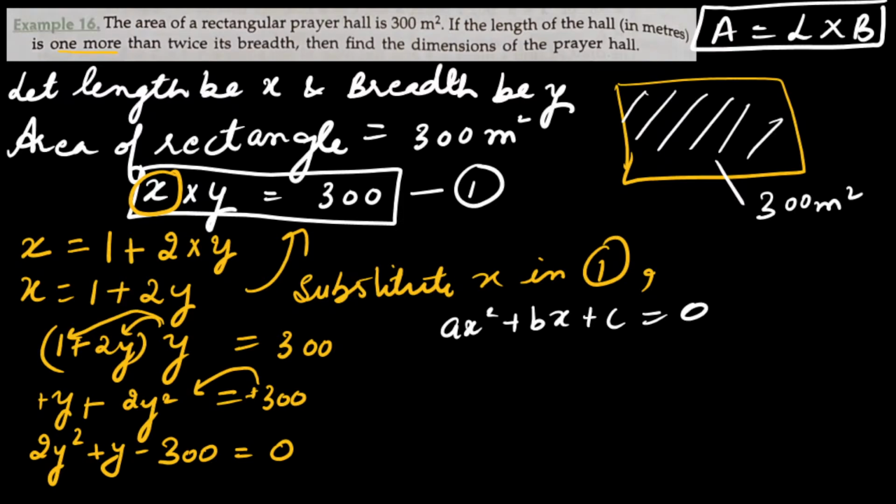So this is the required quadratic equation. You can compare it with the standard form also. So the equation is 2y square plus y minus 300 is equal to 0. So we have gotten the required quadratic equation. You can just tell me the value of y. If anyone has solved it, you can tell me the value of y.